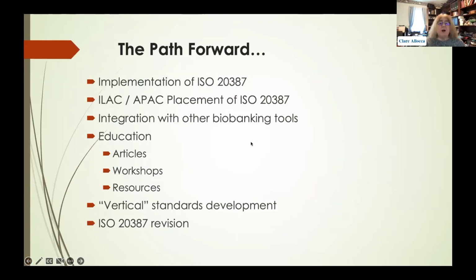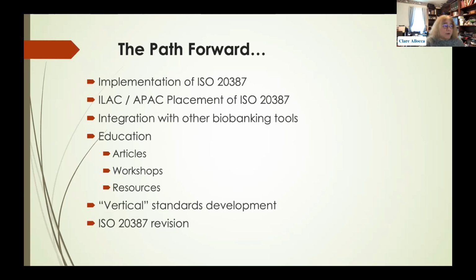In the meantime, we will be continuing to do education and what I call vertical standards development. George and I both said that this is an umbrella standard that we're talking about, and there are a number of standards that have already been developed underneath it that are typically, not always, but many of them are related to specific types of materials. So there's animals, plants, stem cells, microbiota, just some examples of that.